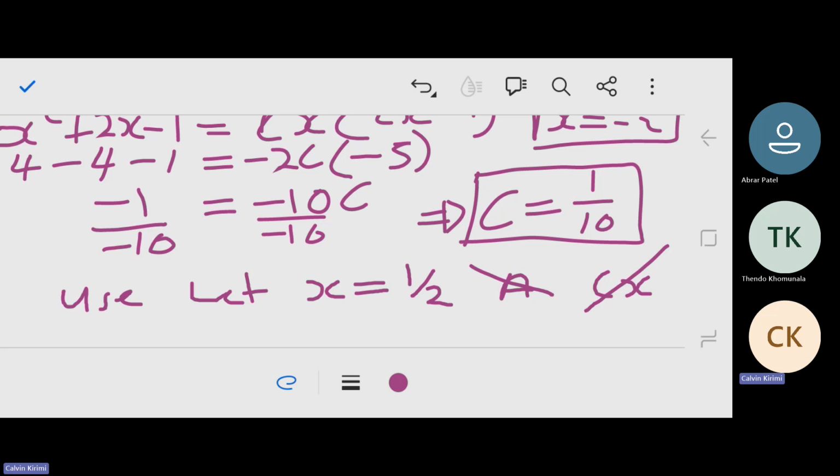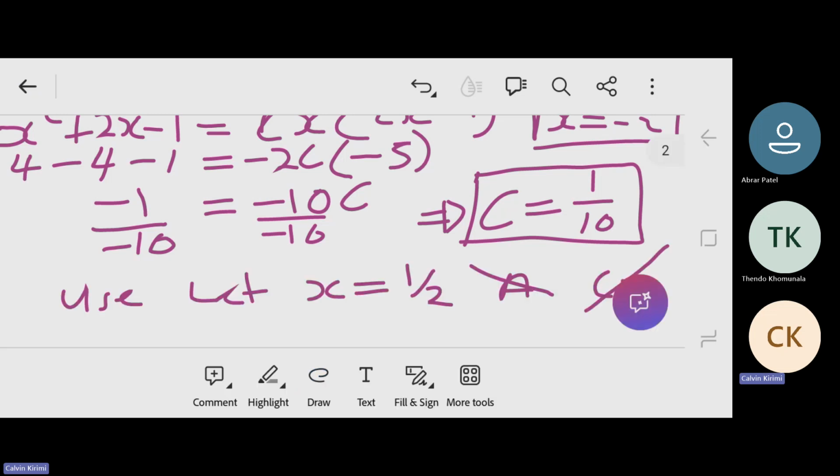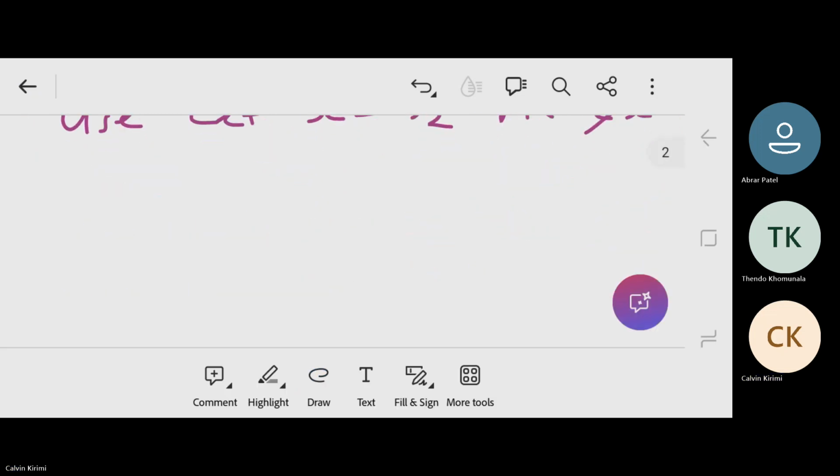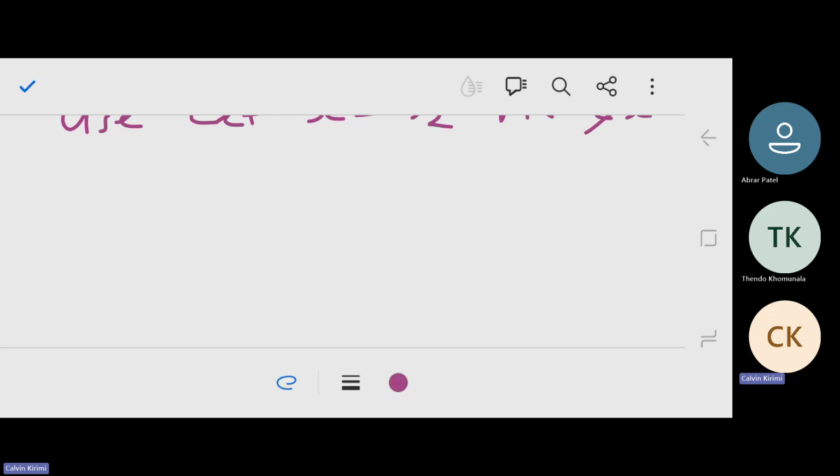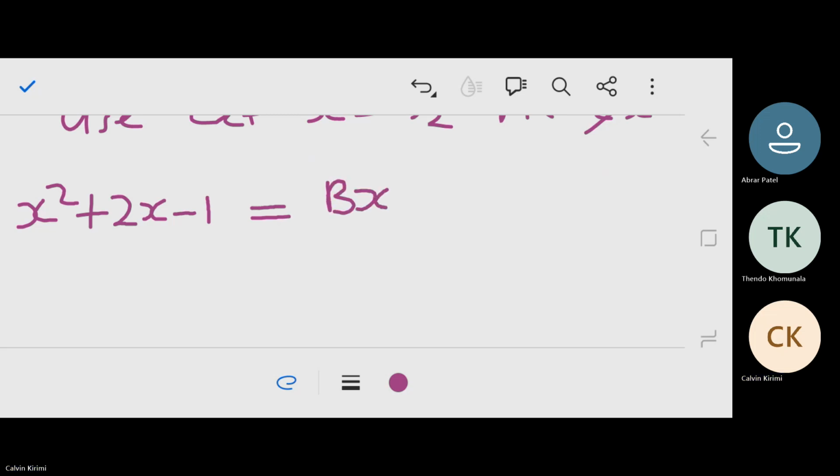Okay, so in other words, what is it that we are left with if X is half? If X is half, now we are left with just one expression which says that X squared plus 2X minus 1 is equal to dx bracket X.